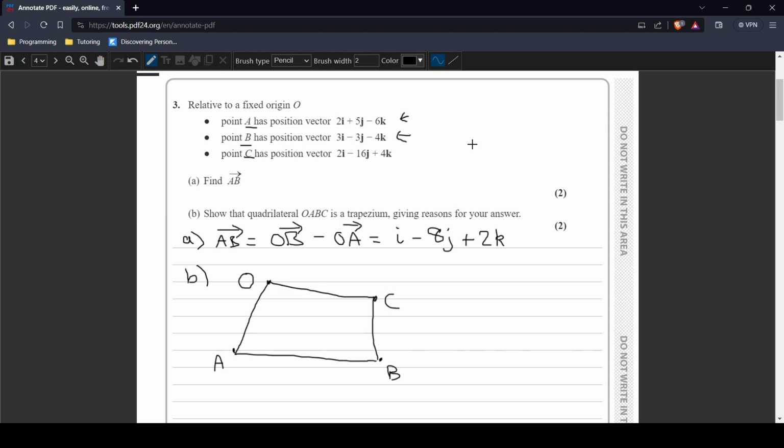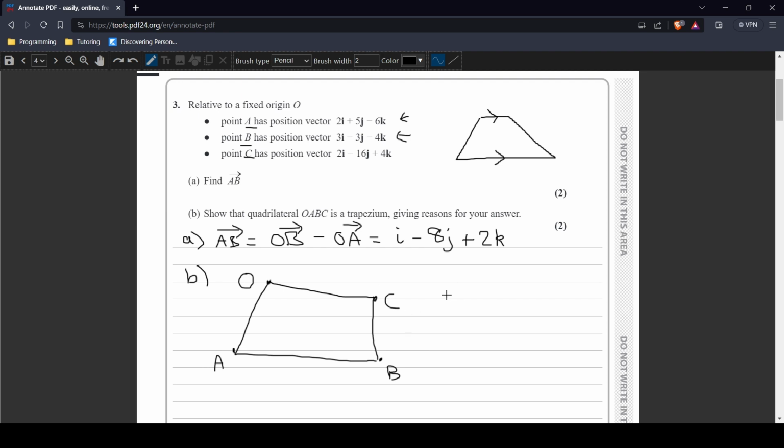Now a trapezium is a quadrilateral where it has exactly one pair of parallel sides. Okay, so it has exactly one pair of parallel sides. The other two sides are not parallel. So we need to show two sides of this quadrilateral which are parallel. Now we're given all the sides in vector form. So we have OC, OA, and we have AB. And now we also need to work out what CB is going to be.